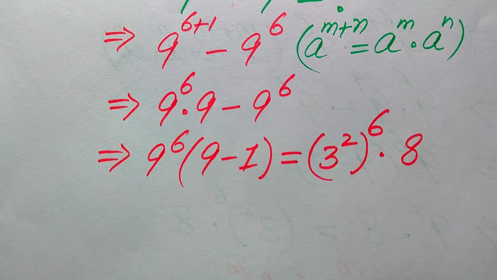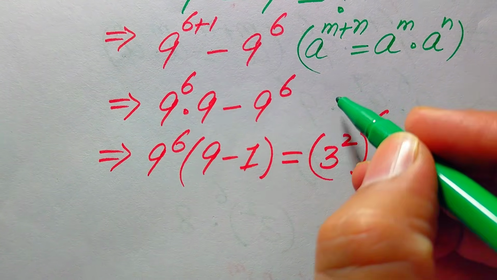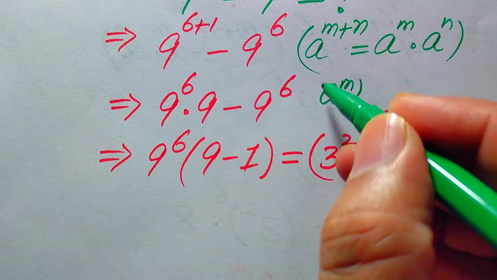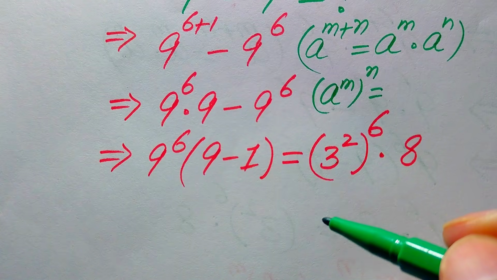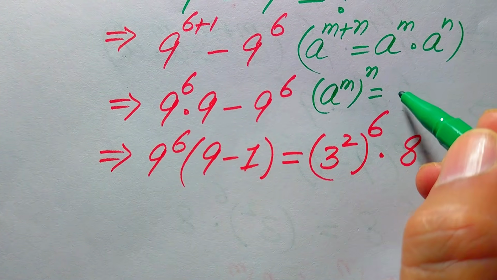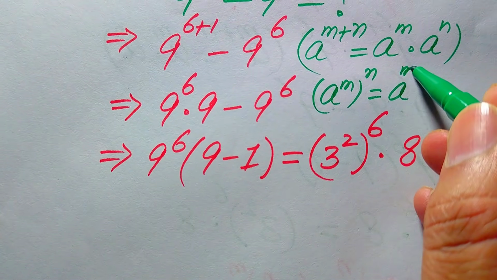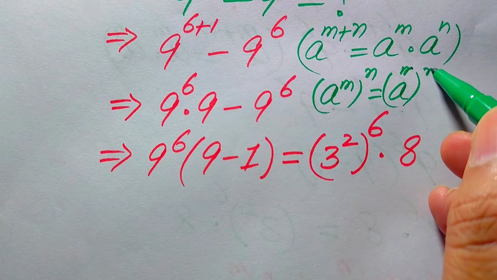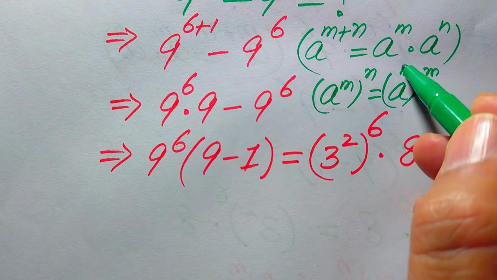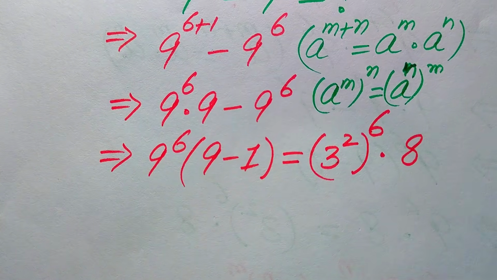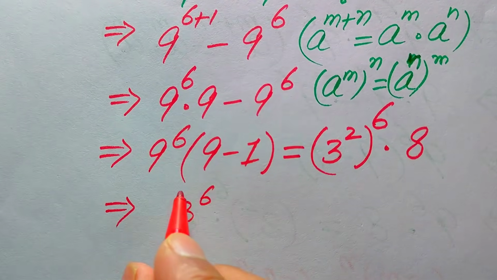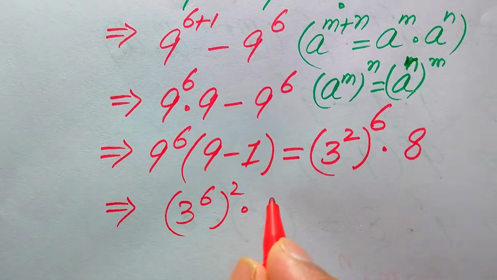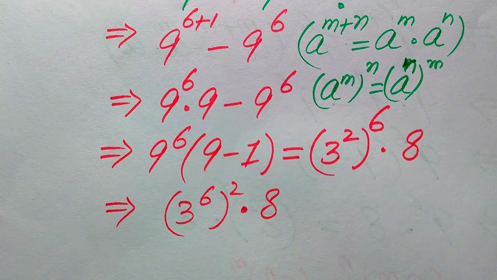So now we use another exponential law. You know about this law. If you have a to the power of m to the power of n, and we interchange both of these two values, it does not affect our final answer, and it will be written as a to the power of n to the power of m. So here we just interchange the exponents. According to this rule, we interchange both of these two exponents, and it will be written as 3 to the power of 6 and its whole square multiplied by 8.